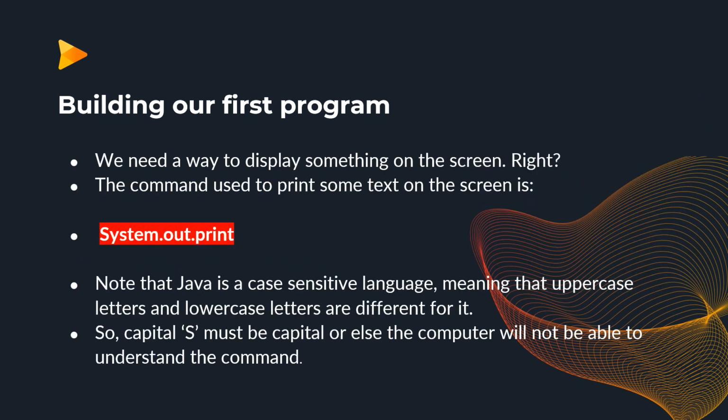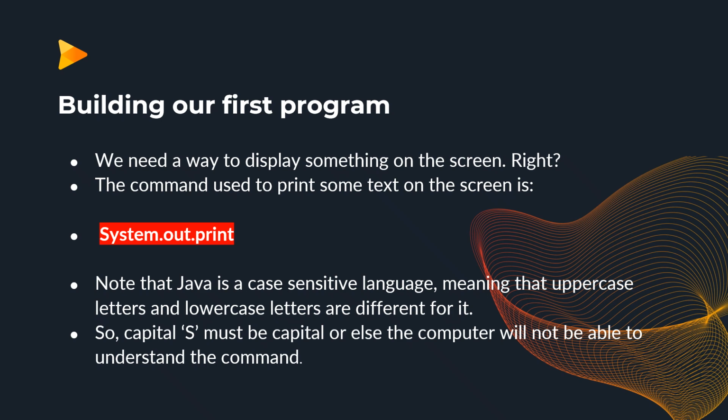We need a way to display something on the screen, right? So what do we need? We need a command used to print text on the screen. The command is known as system.out.print. This is the command which we are going to use to print hello world.